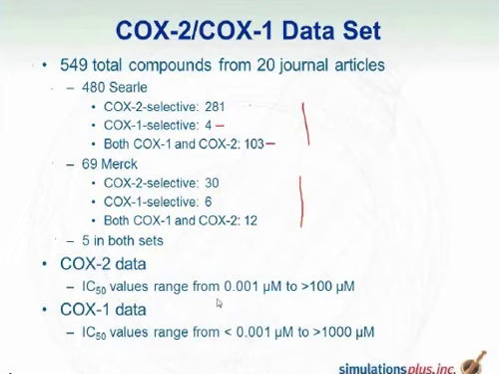Overall, the IC50 data ranges for the COX-2 went from 1 nanomolar all the way up to greater than 100 micromolar. The COX-1 IC50s ranged from less than 1 nanomolar, so there's one compound below 1 nanomolar, to greater than 1,000 micromolar. So I just want to go into MedChem Studio now and illustrate how the data was organized.